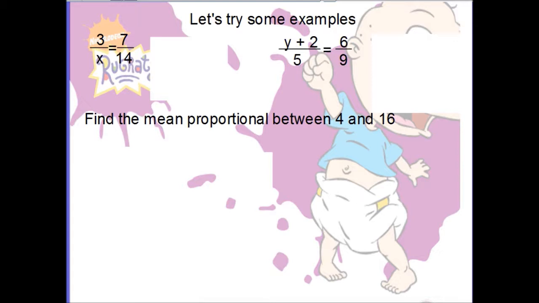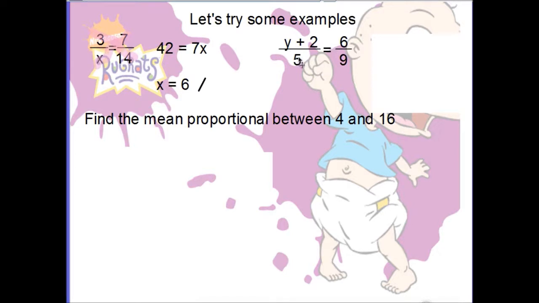So what we have here is 3 over x equals 7 over 14. And you might ask, should I reduce this 7 over 14? You absolutely could, but it's not necessary. Anytime we have a proportion, two equal ratios, we are going to cross multiply. We multiply that 3 with that 14 and that 7 with that x. What I end up with is 42 equals 7x. Now we solve for x. Divide 7 to both sides, and x equals 6.